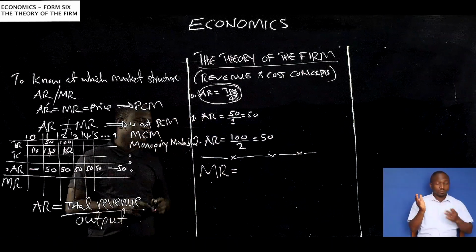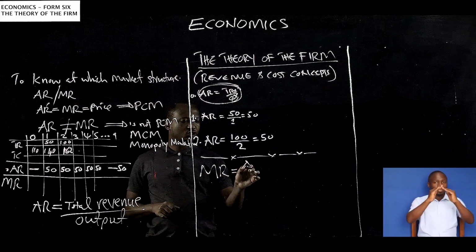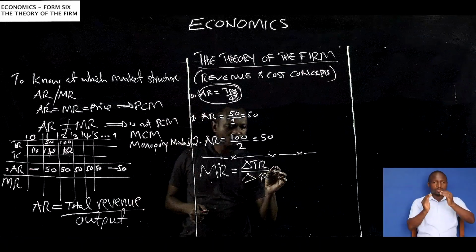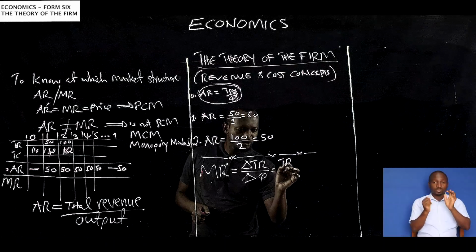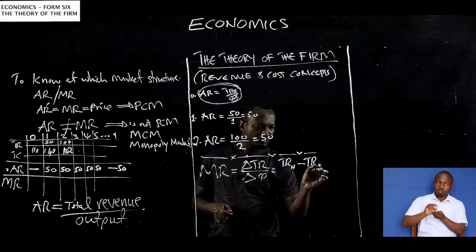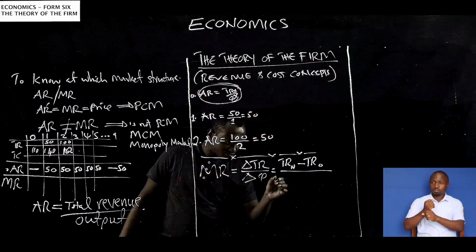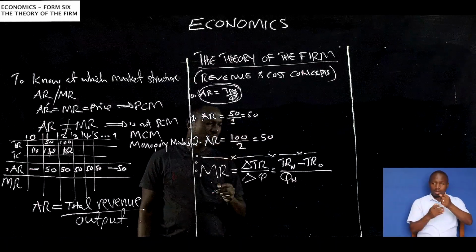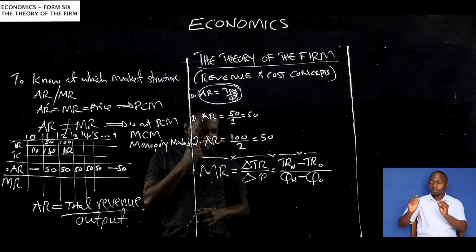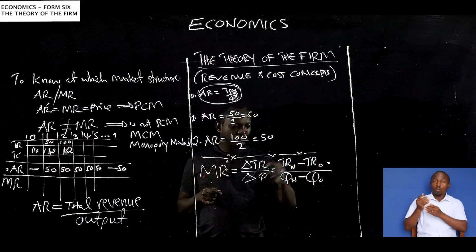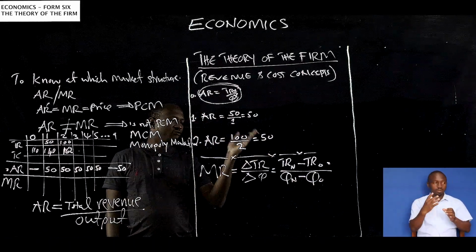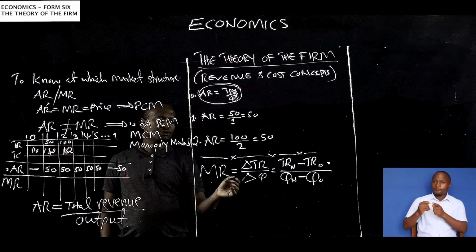Marginal revenue is equal to change in total revenue over change in output. It means that we take new total revenue minus previous, or old, total revenue, divided by new output level produced and sold minus old output level produced and sold. Here we get revenue changes, here we get output changes. So change in total revenue over change in total output, we get marginal revenue.